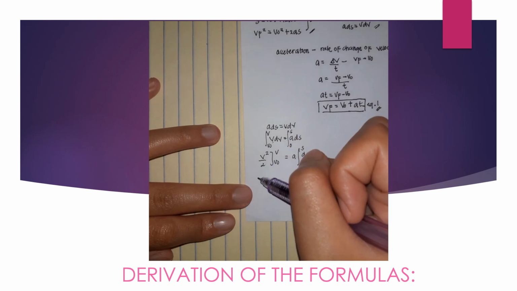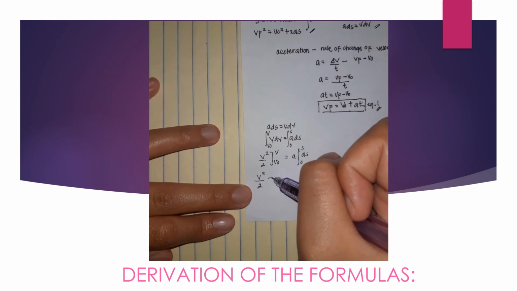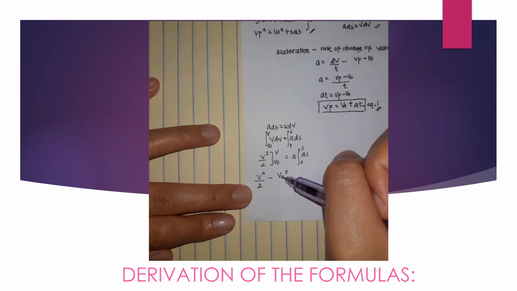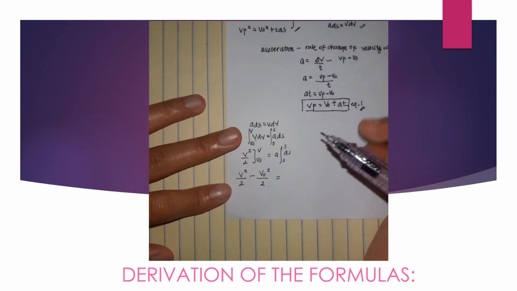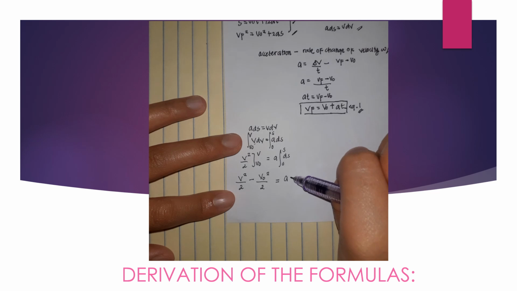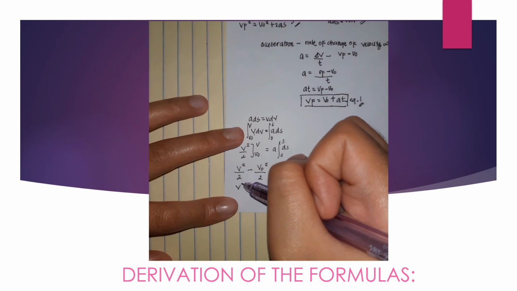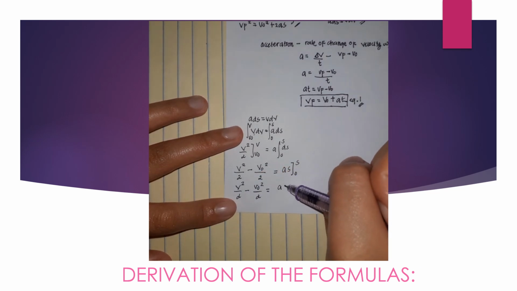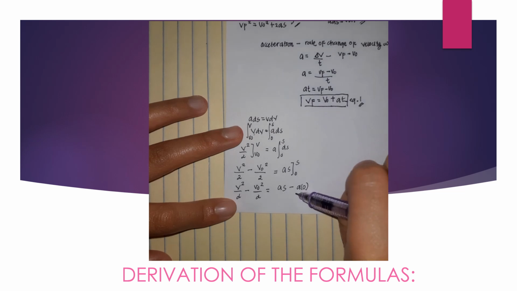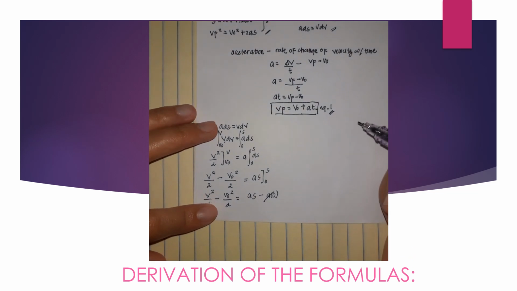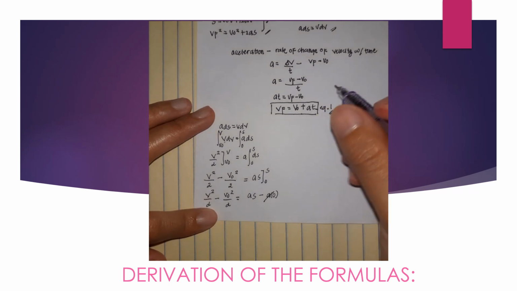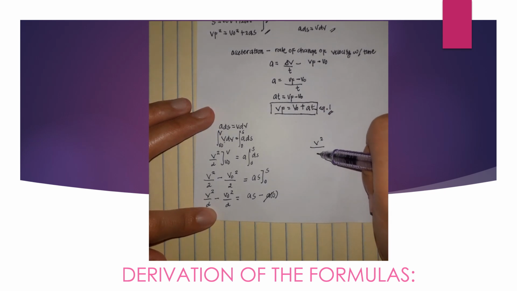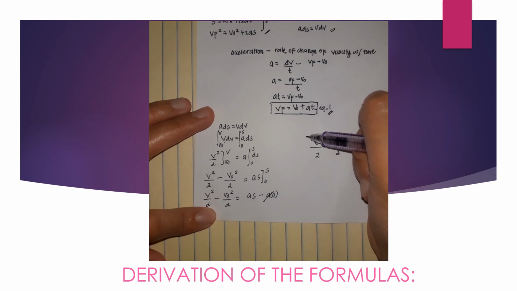Okay, so we'll substitute our limits to our answer. We have v squared over 2 minus v initial squared over 2. Integral of ds, we have s, and then limits from 0 to s. So v squared over 2 minus v initial squared over 2. Substituting, we have as minus a times 0. So this cancels. So we are now left with v squared over 2 minus v initial squared over 2 and as.